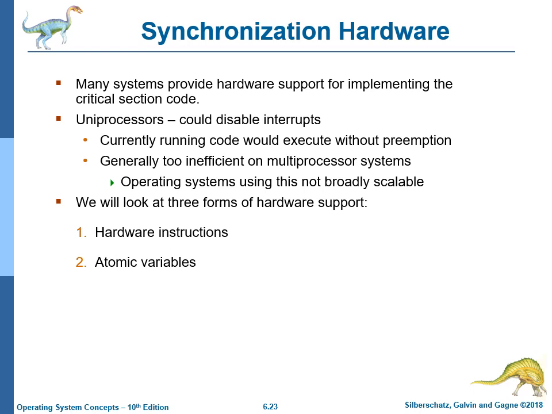But for a multiprocessor environment, it is not feasible. When you disable interrupts on a multiprocessor, it can be time consuming. Because when you pass the message to all the processors, this message passing will delay entry into the critical section, and the system efficiency will decrease. It will cause your system to be too inefficient on a multiprocessor system.